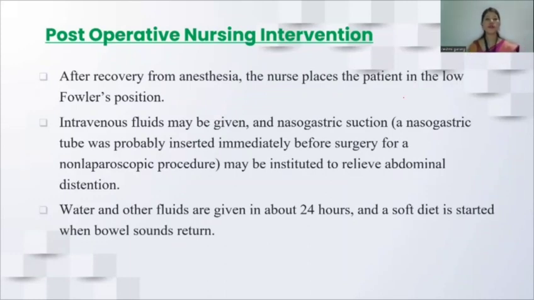So what are we going to do? Once the patient comes from the OT, we are going to place the patient in low Fowler position. An IV fluid will be started, and a nasogastric suction tube is inserted. The nasogastric tube, probably inserted immediately after a non-laparoscopic procedure, may be used to relieve abdominal distension. Water and other fluids are given after about 24 hours, and a soft diet can be started when bowel sounds return to normal.